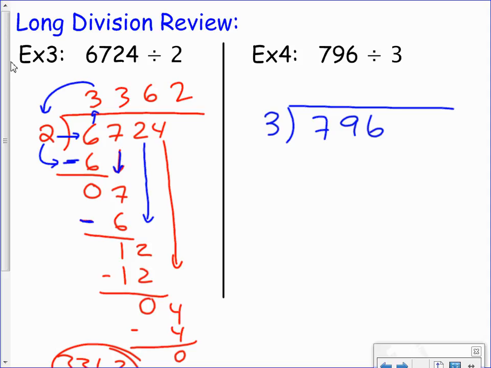2 times, right? Here we go. 3 goes into 7 twice. 2 times 3 is 6. Minus, you get a 1. Bring down the 9, it becomes 19. 3 goes into 19 six times, because 6 times 3 is 18. 1, bring down the 6.